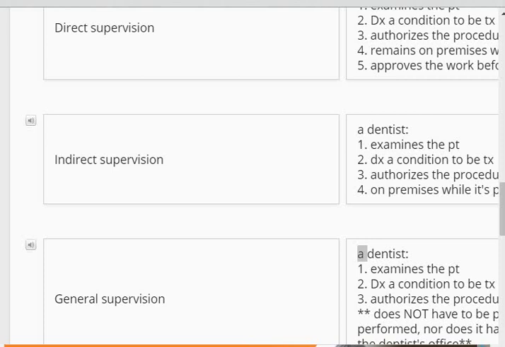Indirect supervision: a dentist 1. examines the PT. 2. DX a condition to be TX. 3. Authorizes the procedure. 4. On premises while it's performed.